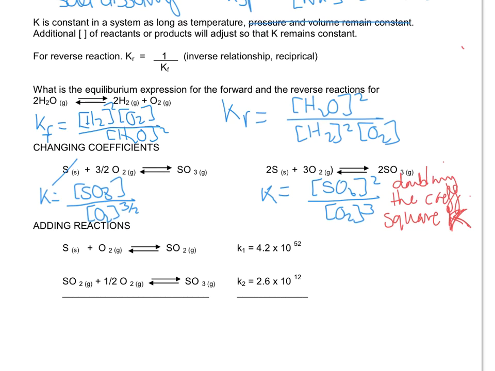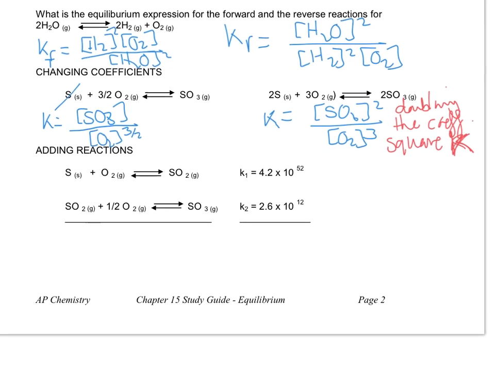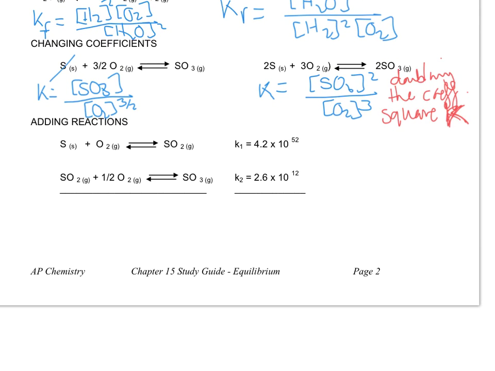All right, what if you add two reactions together? So let's look at these two reactions right here added together. We have S plus O2 yields SO2. We're given K for that one. We're also given SO2 plus half O2 yields SO3. We're given K for that one as well. So let's add the two reactions together.